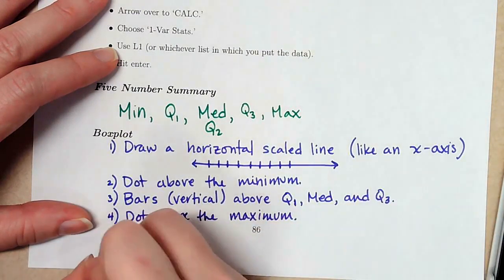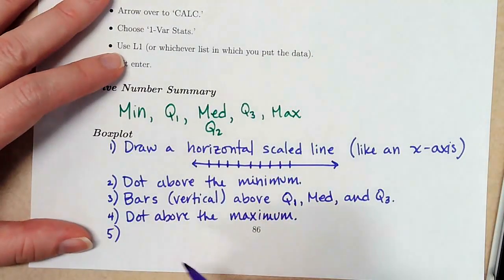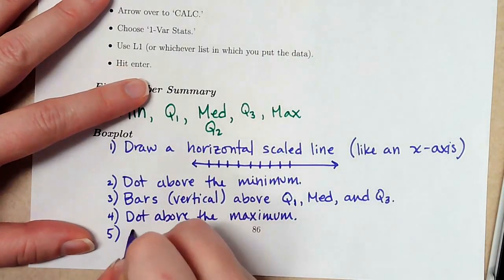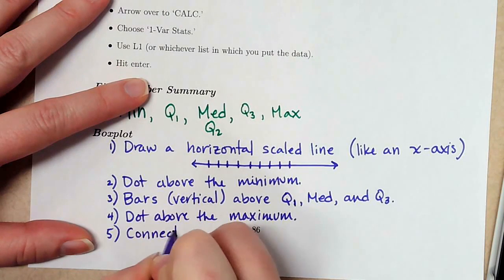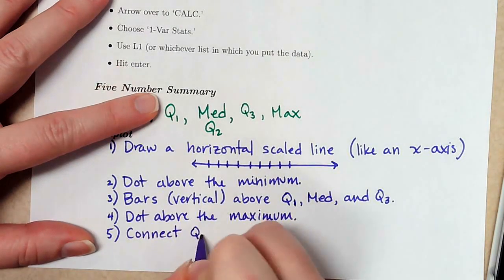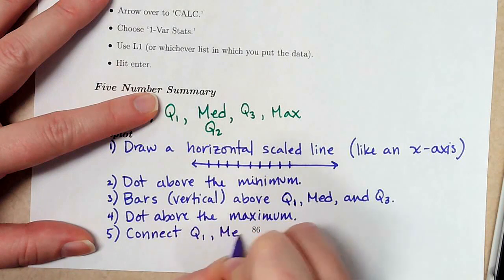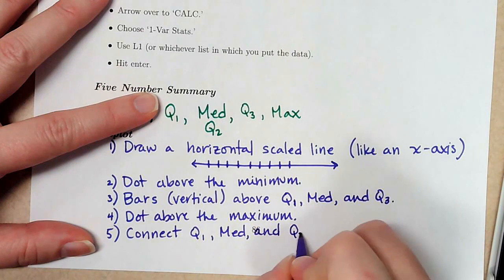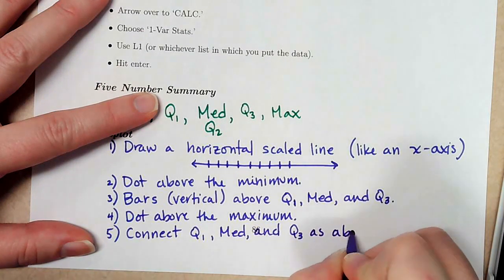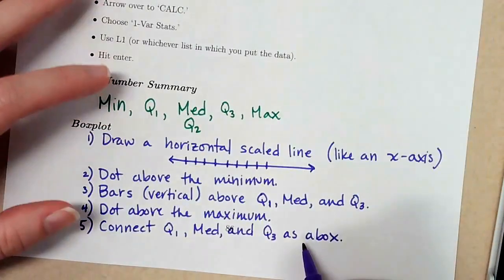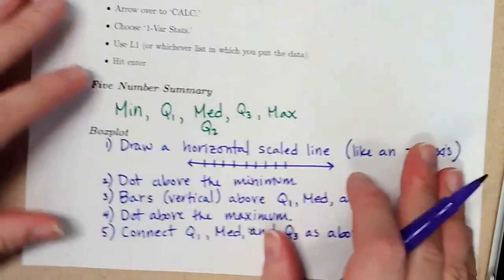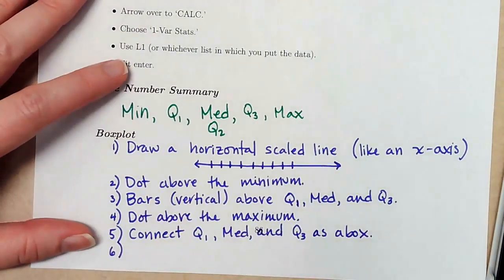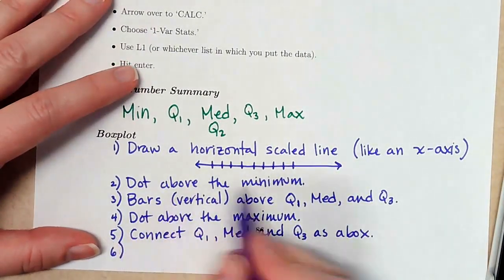Okay. And then you're going to connect these to create a box. So connect Q1, the median, and Q3 as a box, and then I'm going to put another step in here, although I didn't include it in my last notes, which is to connect the dots to the box.